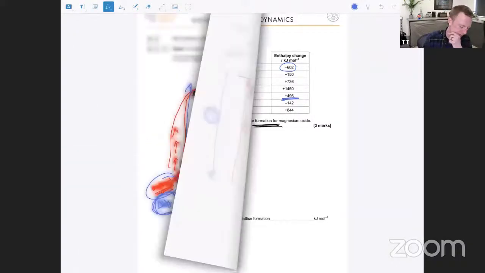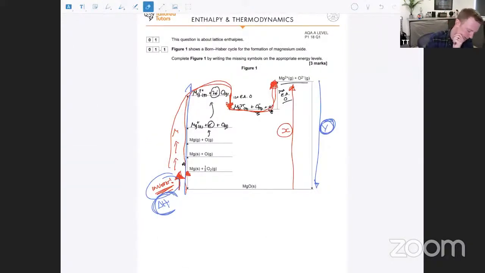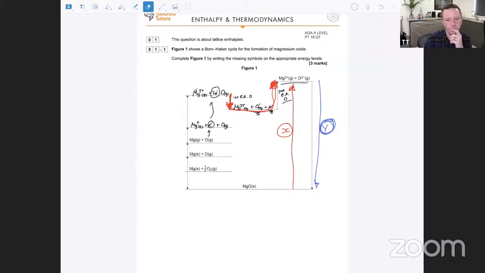Let's have a look at this. What we're going to do here, let me just get rid of my scroll so you can see the wood for the trees again. What do we notice here?